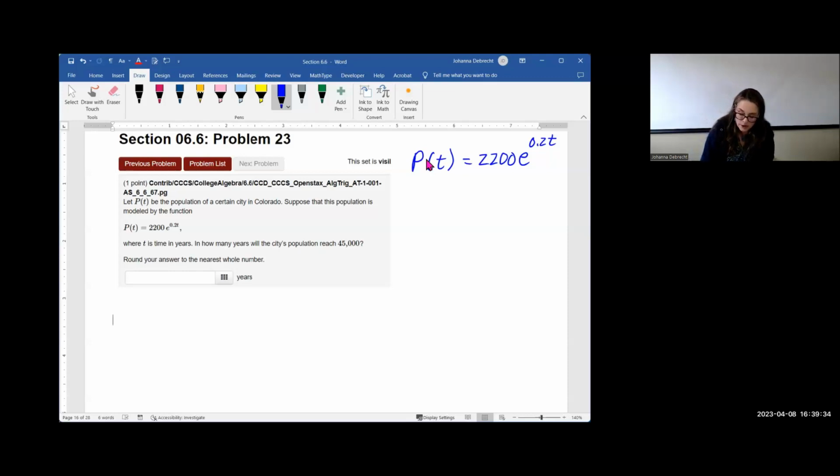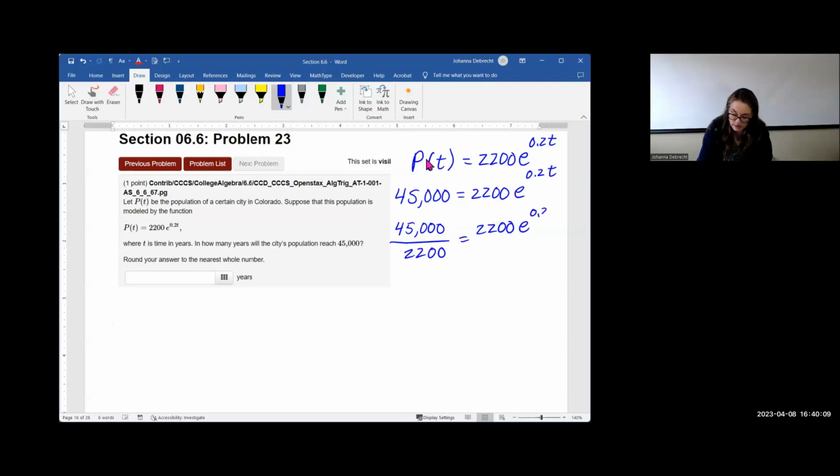So in other words, we want to know what the t is that causes the later population to be 45,000, growing from an initial 2,200 at a growth rate of e to the 0.2. So when we're looking at this, what are we going to get? Our growth rate is the 0.2. So I'm going to isolate the exponential, just as I've done before. I'm going to divide both sides by 2200. And notice that the two sets of zeros will cancel out.